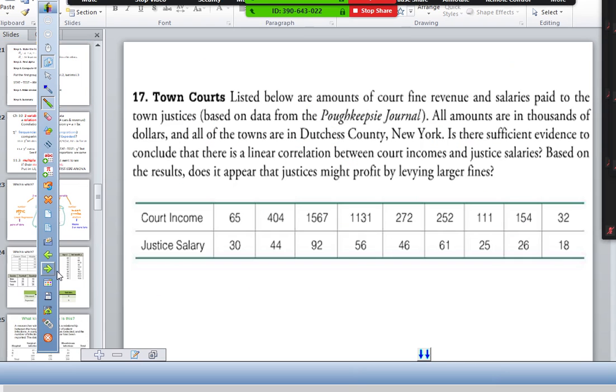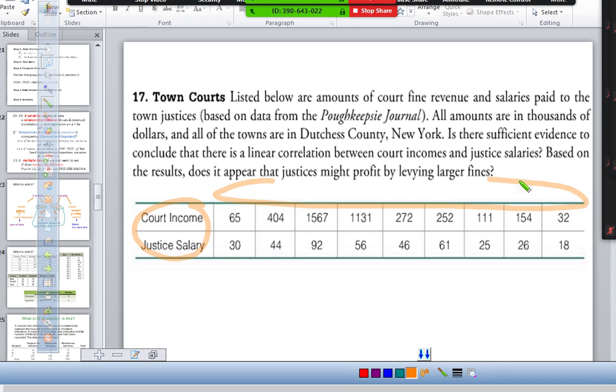Next one. How about this one? What kind of problem is this? Okay, so linear correlation. There are things here, but there aren't anything here along the long ways.